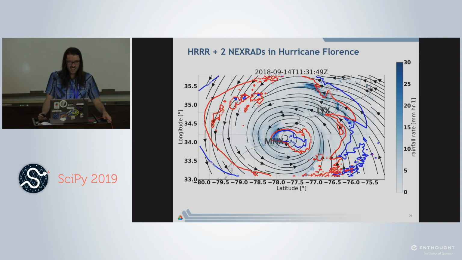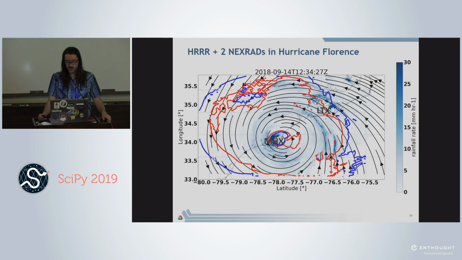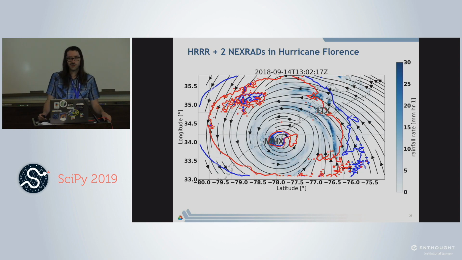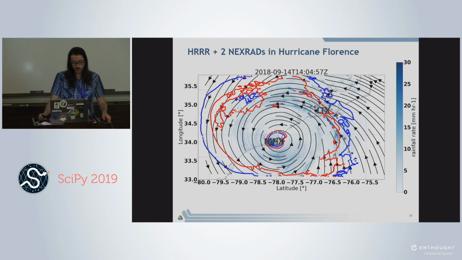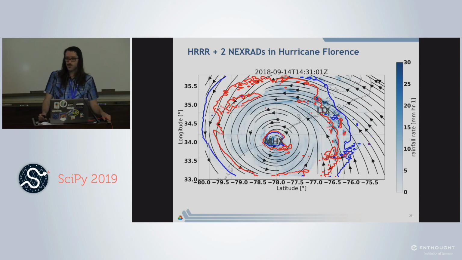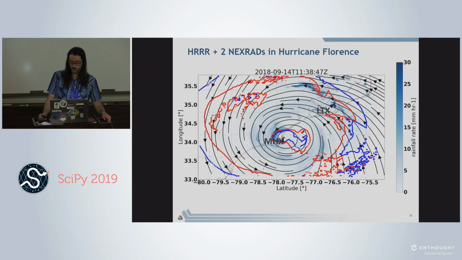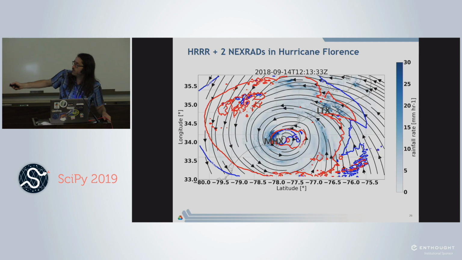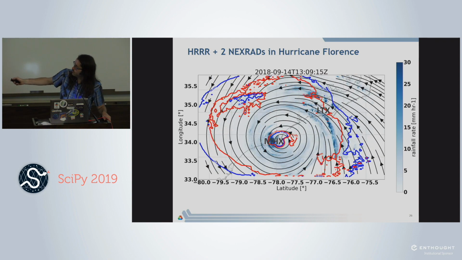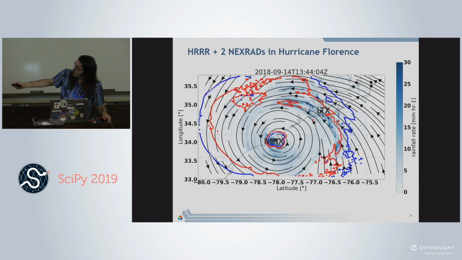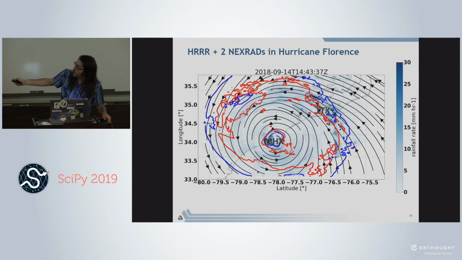So now that I've gone through some more of the technical details behind PyDDA, in the next part of the talk I'm going to show some cool examples of data that we can retrieve from this. Here's one example where I am looking at data from the HRRR and two NEXRAD radars. The locations are given here, out in North Carolina. What we can do here is actually retrieve the winds in a hurricane. This is a retrieval in Hurricane Florence, when it was within range of these two radars.